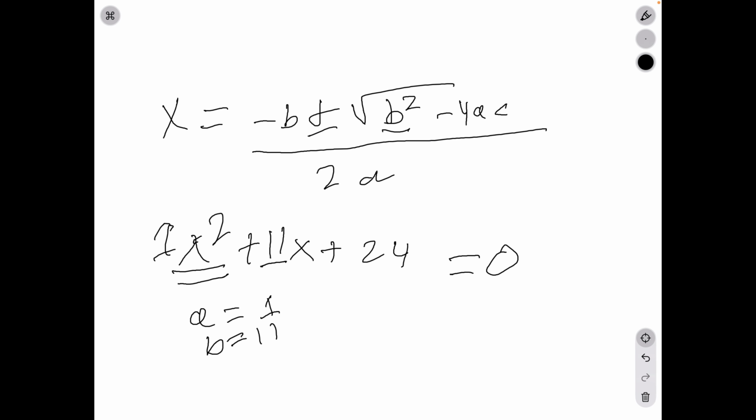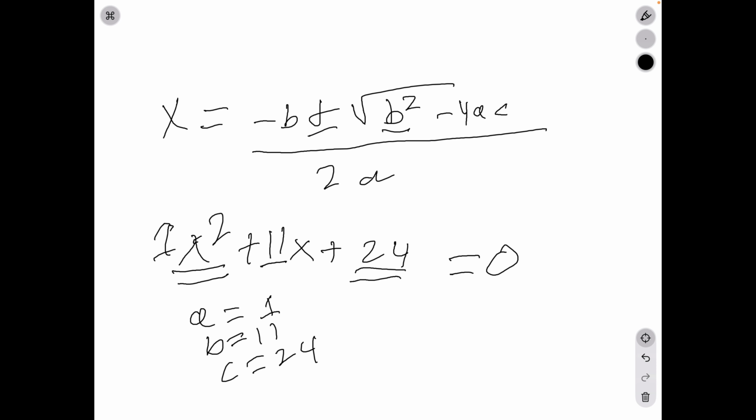Okay, now c is equal to the constant, the number that has no variables. It doesn't have to be a whole number, but it's the number that has no variables. Just remember that. And that number in this equation will be 24. So c equals 24. Now that we have assigned our roles, let's get to solving.